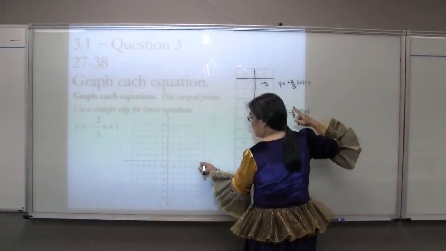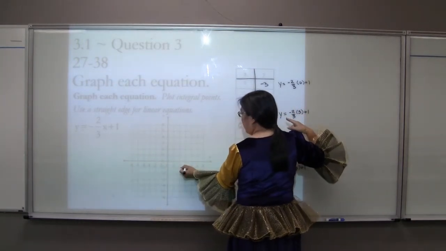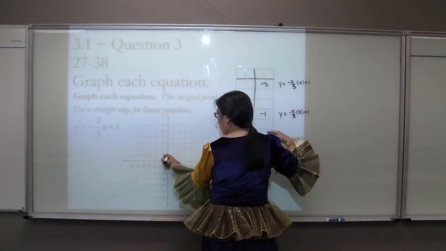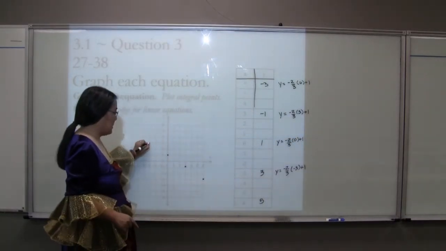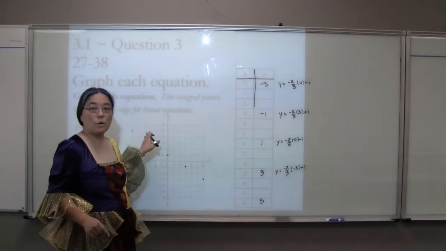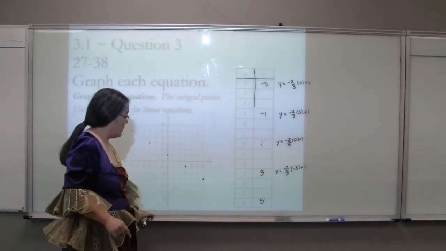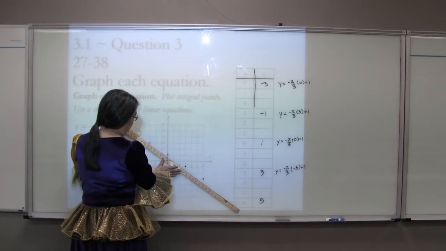X is positive 6, y is negative 3, make a dot. 3, negative 1, make a dot. 0, 1, make a dot. Negative 3, 3, make a dot. And negative 6, 5, make a dot. I want to see all of these points graphed. Point is the official word for dots.